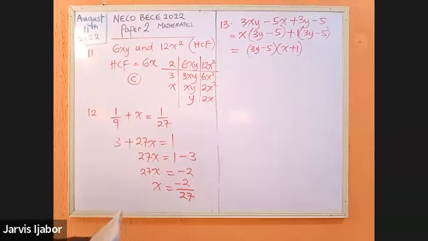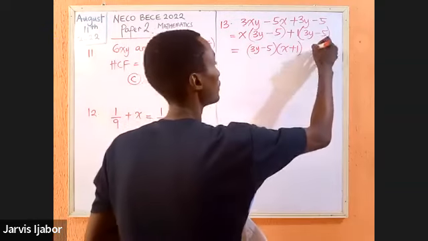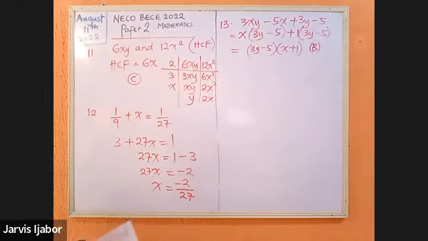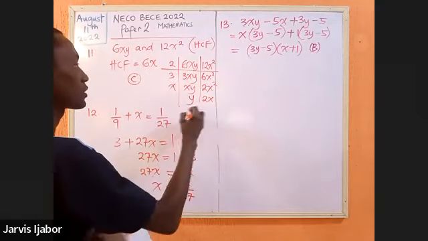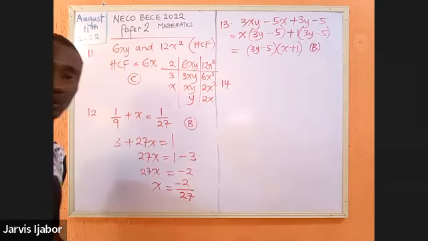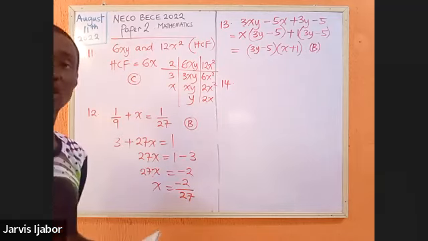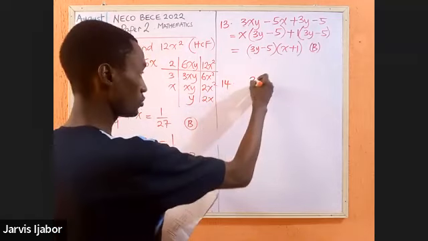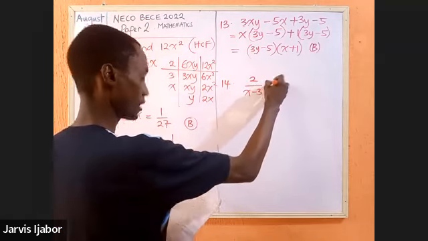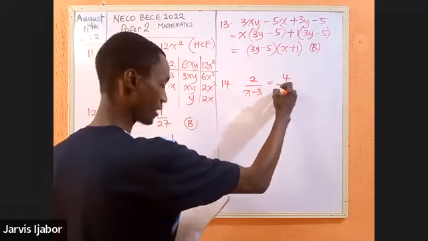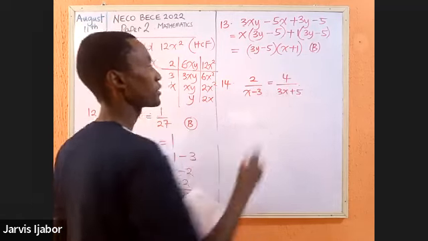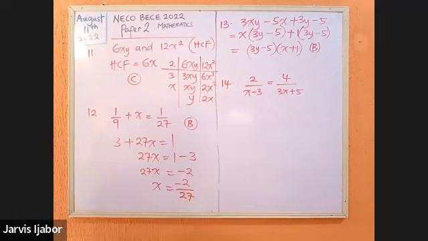And if you look at that very well, the option to that question will be B. And the option to question 12, I didn't note that, will be B. So let's look at question 14. Question 14 says, solve the algebraic fraction 2 over x minus 3 equal to 4 over 3x plus 5. How do we solve this problem?